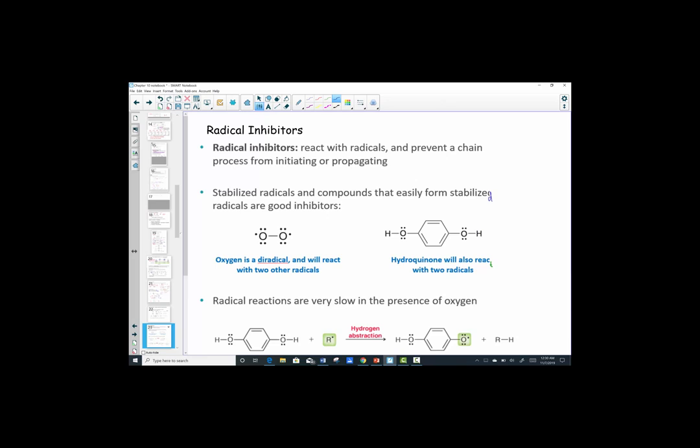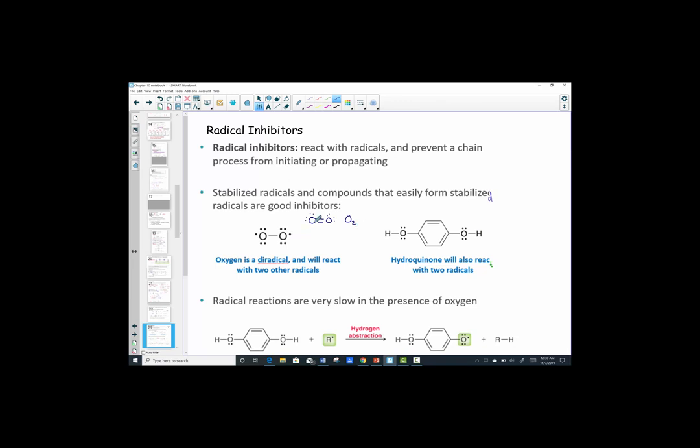Oxygen is a very stabilized radical, and compounds that are easily formed and stabilized are good inhibitors. So this is usually how we see molecular oxygen drawn. It has a double bond so that each completes an octet. So just good old molecular oxygen.